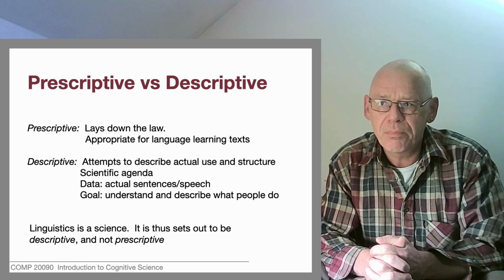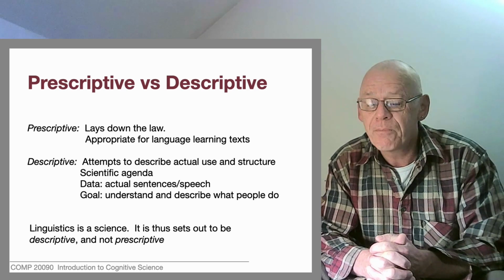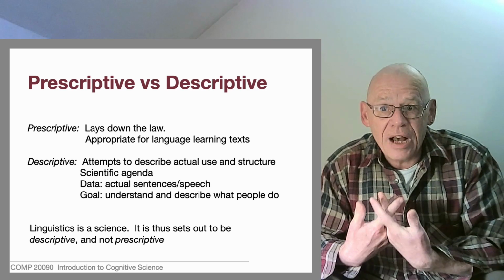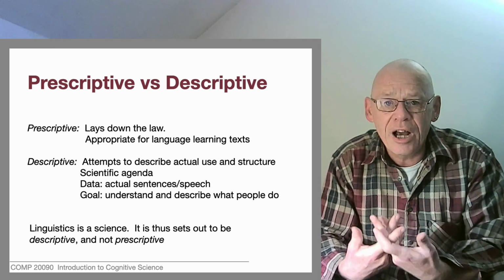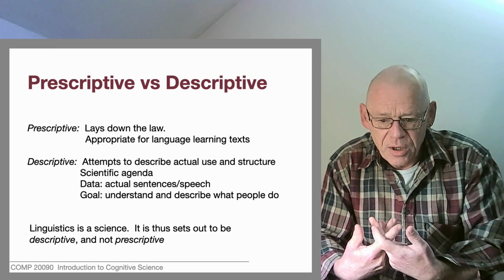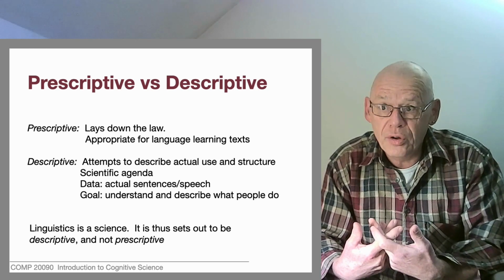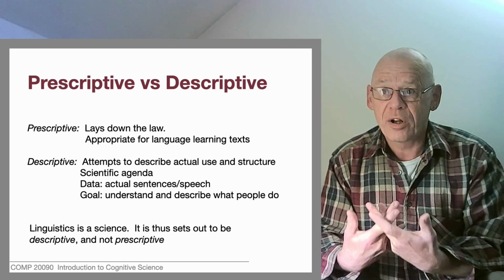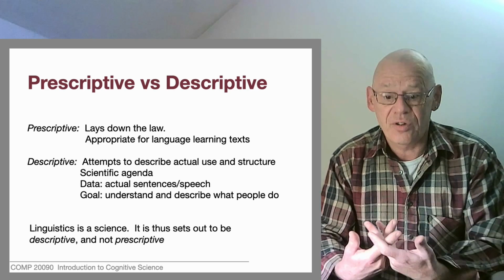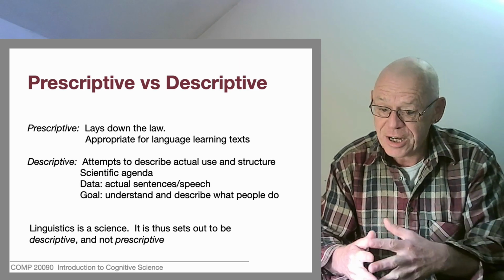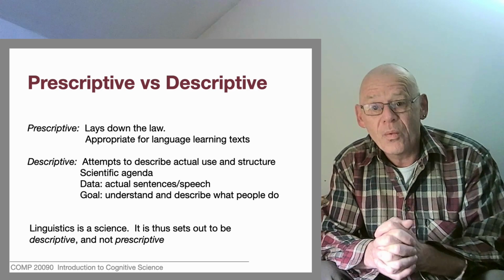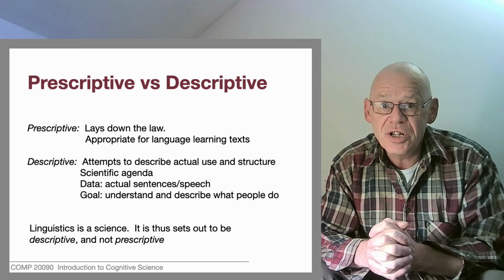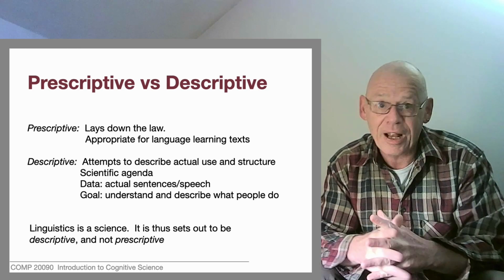It's not an appropriate way for a scientist to act. Scientists instead try to describe what's actually going on, describe actual use and structure. So in this sense, nothing anybody says is wrong to a linguist. The linguist's job is to find out what are the underlying regularities that gave rise to what you said. And they might not be in a textbook. So linguistics, when it sees itself as a science, is in a different business than that of teaching foreign languages, for example.